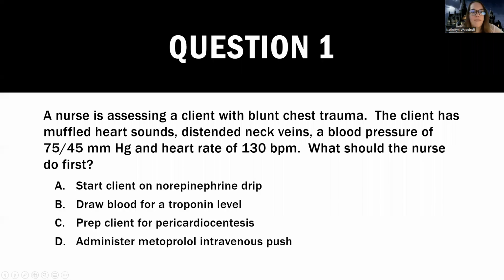So question one. A nurse is assessing a client with blunt chest trauma. The client has muffled heart sounds, distended neck veins, and a blood pressure of 75/45 millimeters of mercury and heart rate of 130 beats per minute. What should the nurse do first?